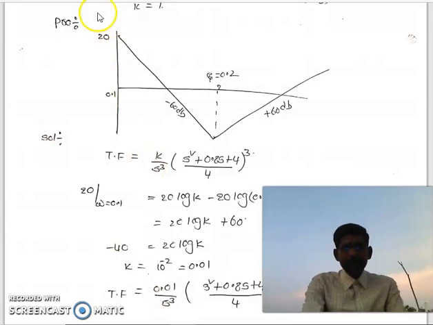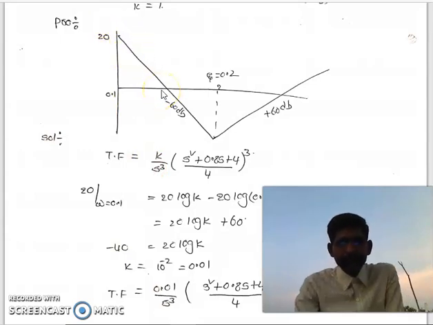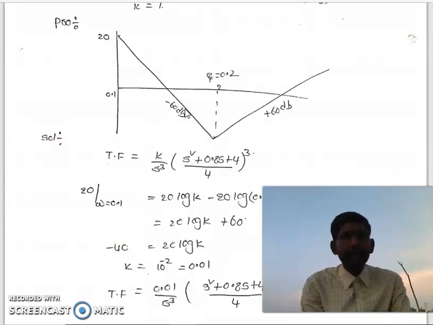The next problem is this. What is the initial slope? Minus 60 dB. If the initial slope is minus 60 dB, then 3 poles are present at the origin in the transfer function. So k by s cube. The k value we will find at last. Initial slope is minus 60 dB, so we need to write 3 poles are present. After that, plus 60 dB.